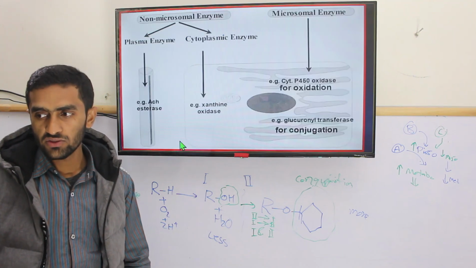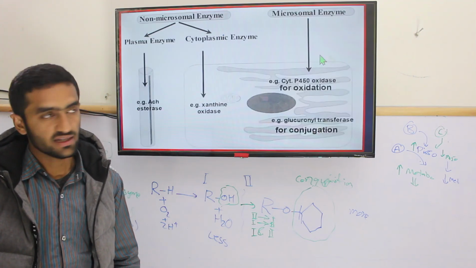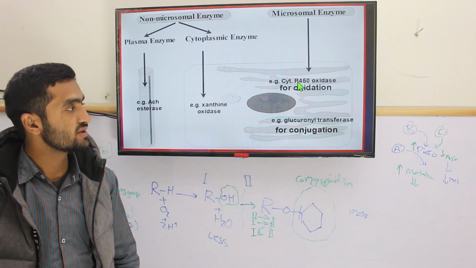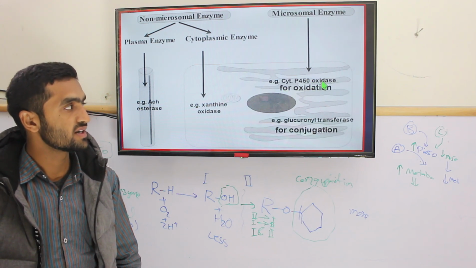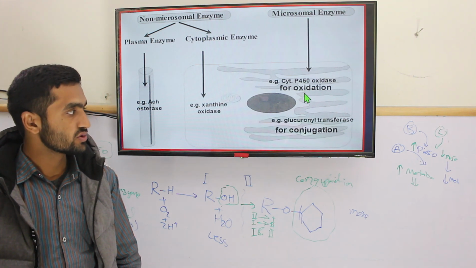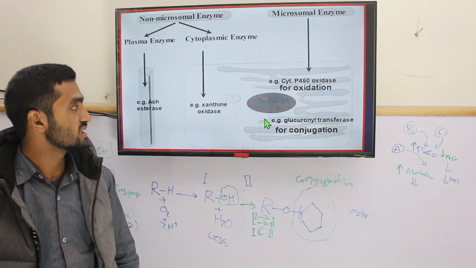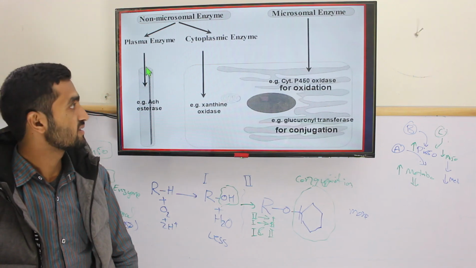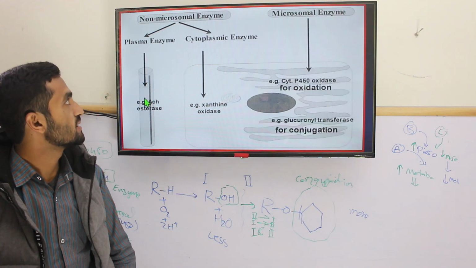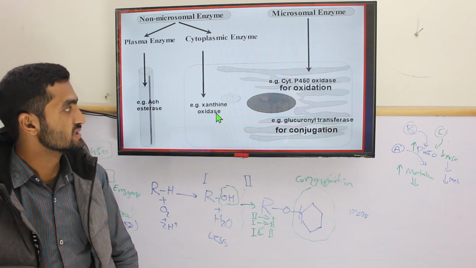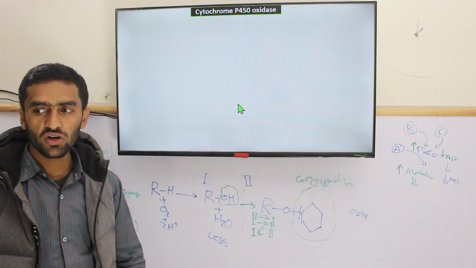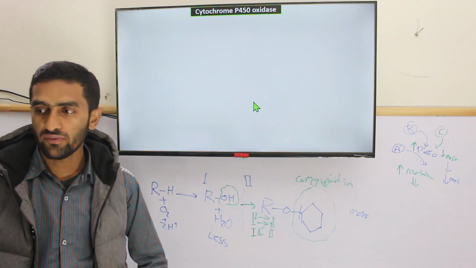Let's see. You can see here the smooth endoplasmic reticulum, where cytochrome P450 oxidases are present, and you can see the conjugation enzymes. While in the non-microsomal, the enzymes are present in the plasma or the cytoplasm, such as xanthine oxidase. Now let's look at the cytochrome P450 oxidases.